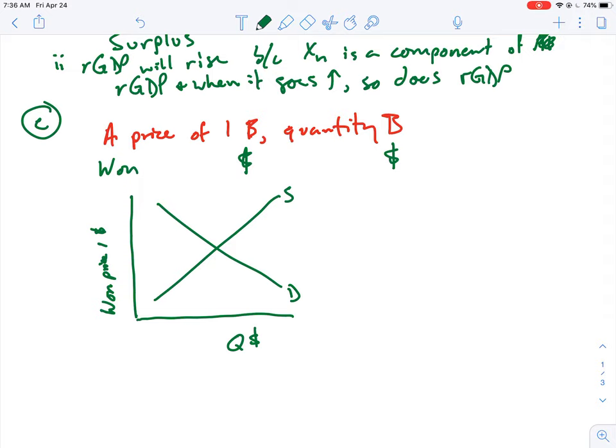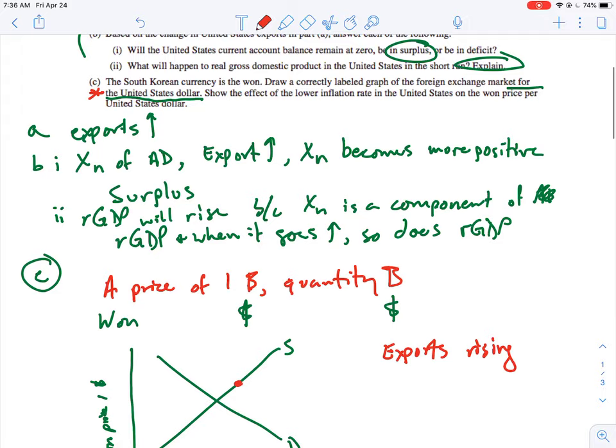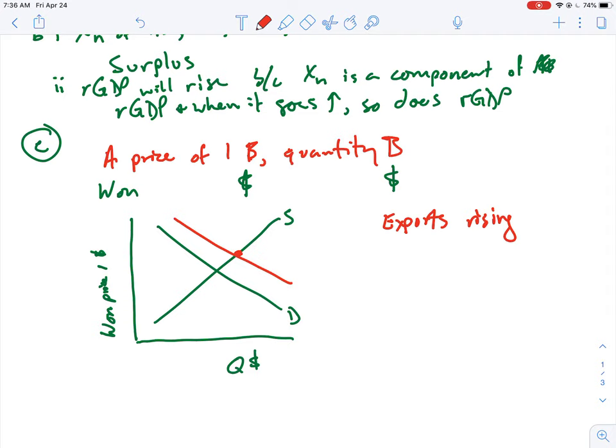And now what is going to happen? So ultimately, exports are rising, which means more dollars are going to be needed. So more dollars will have to be supplied. A greater quantity will be supplied. Okay. Now in this example, we're talking about exports, right? So the purchases are being done by the South Koreans. So the South Koreans will demand a greater number of dollars. Americans will supply a greater amount of dollars because they're getting more for them.